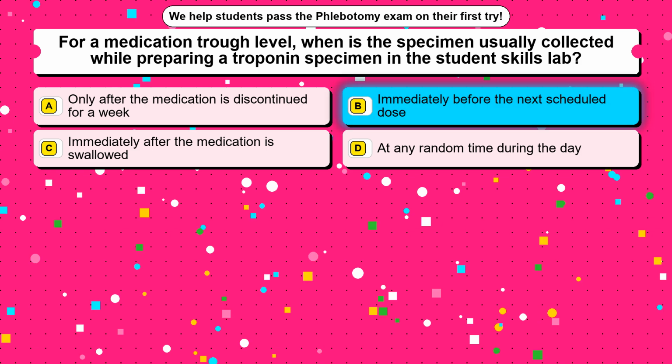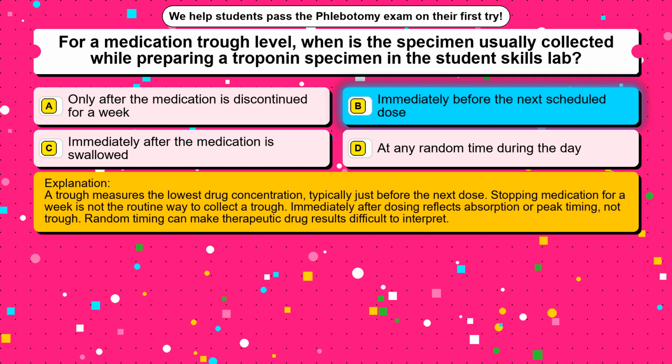The correct answer is option B. Immediately before the next scheduled dose. A trough measures the lowest drug concentration, typically just before the next dose. Stopping medication for a week is not the routine way to collect a trough. Immediately after dosing reflects absorption or peak timing, not trough. Random timing can make therapeutic drug results difficult to interpret.